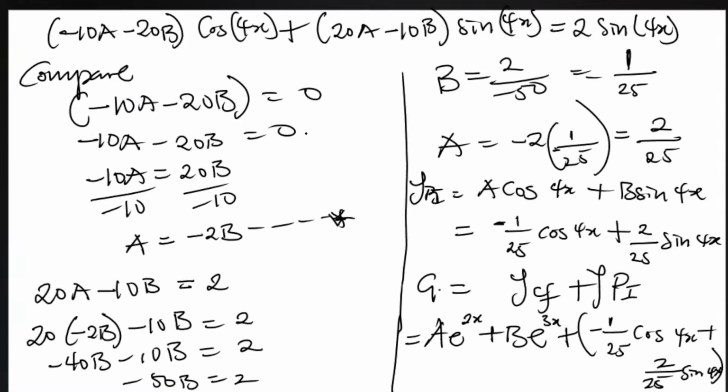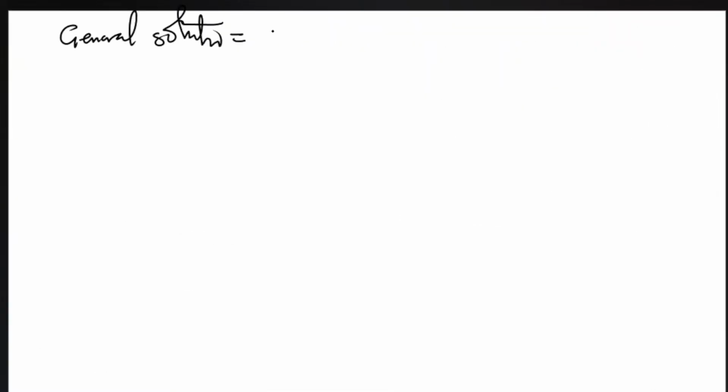that our general solution, you tell your examiner that your general solution will now be equal to, what is your CF? Your CF is A exponential 2x. So you have this to be A exponential 2x plus B exponential 3x plus what is now your PI?